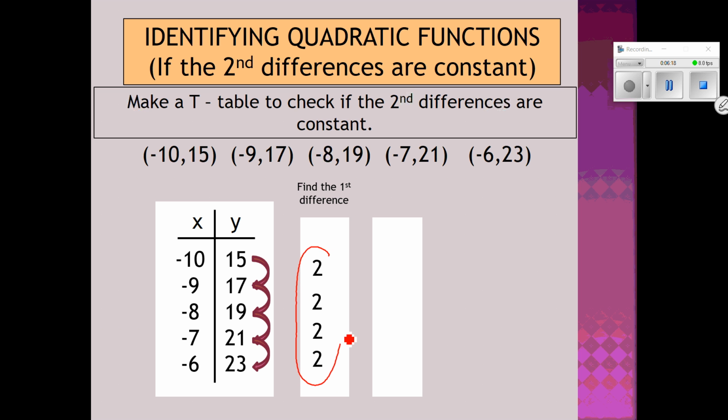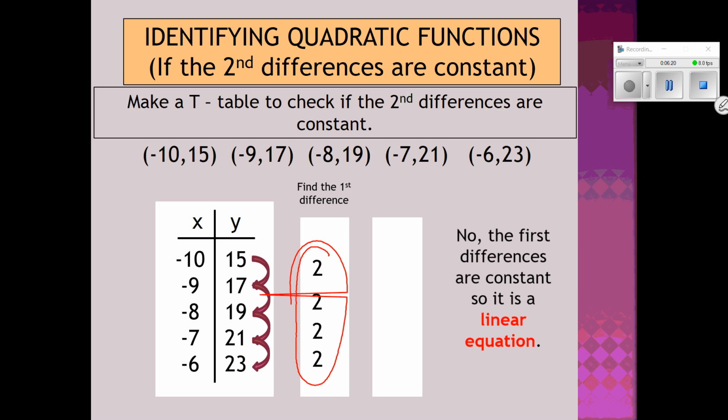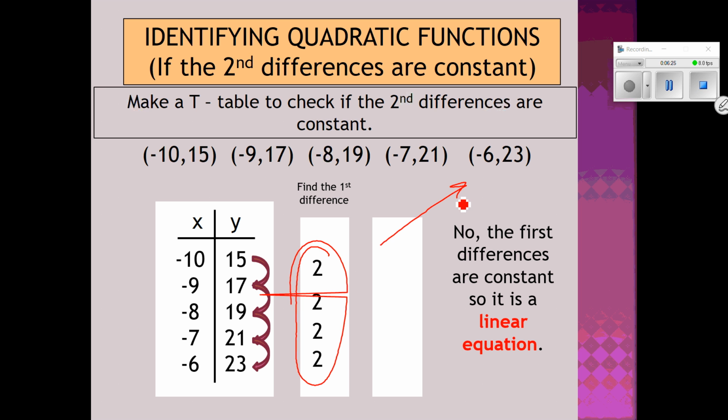When this happens, this is not quadratic. This is actually a linear function. When you graph it, it would be a straight line. So if the first set is constant, it is a linear function. If the second set is constant, it is a quadratic.